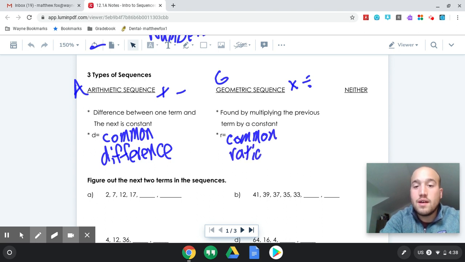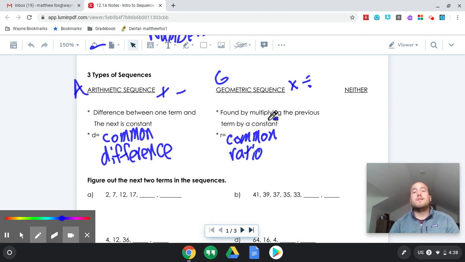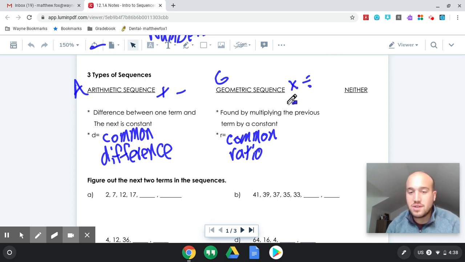Now, division and multiplication apply here. However, since we're doing a common ratio, we're always going to be multiplying. So instead of dividing, we're actually going to multiply by a fraction. But we'll talk more about what that means when we get to that.